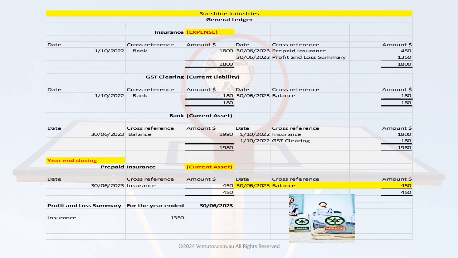In the year-end closing, prepaid insurance as a current asset, we had on the debit side 450. We close it to balance 450 on the credit. So it will go in the balance sheet as a debit balance prepaid insurance.